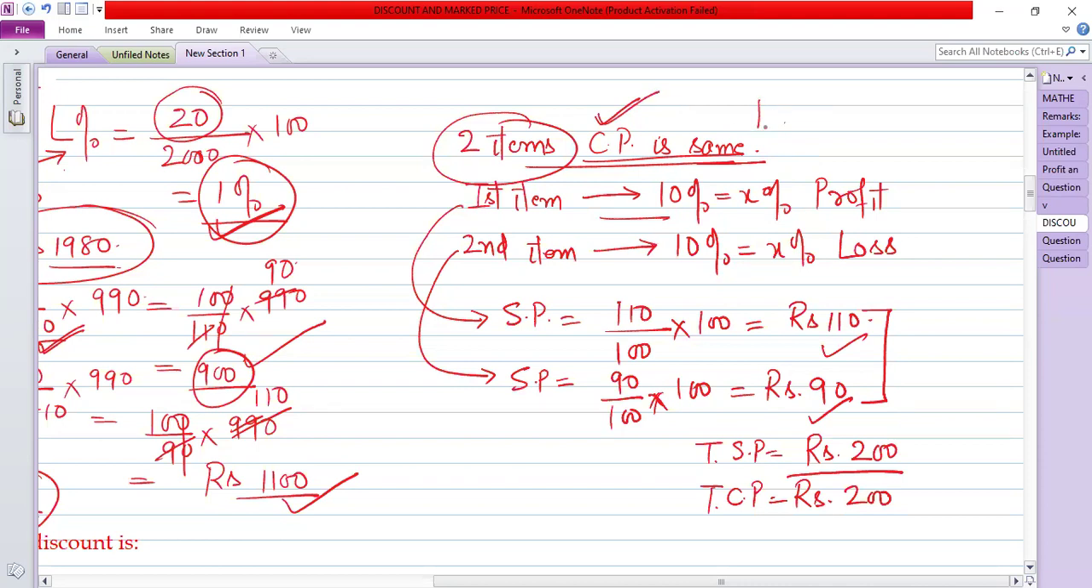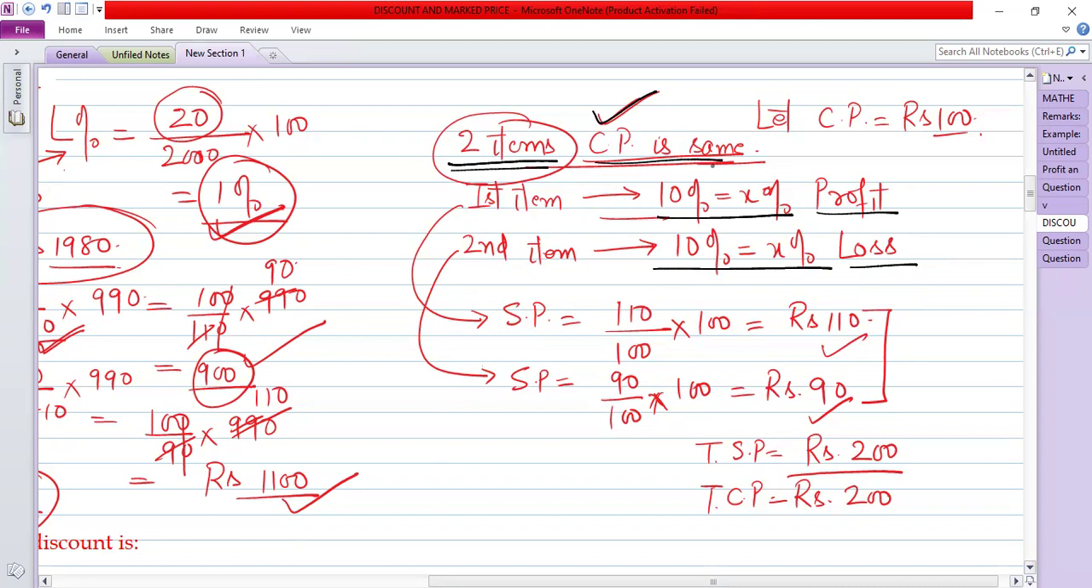Suppose the cost price is same. So let the cost price of both the items be rupees 100. So here, if two items are being sold, one at a 10% profit, another at a 10% loss, and they have the same cost price, then in this case the person will have no loss, no profit. So let the cost price of each item be rupees 100.